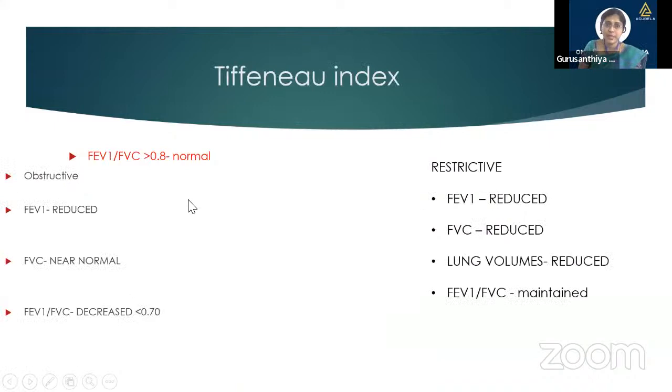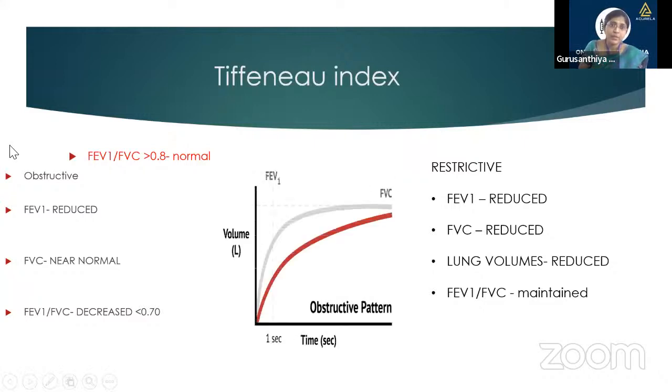So this is Tiffeneau's index, which is used to differentiate whether the lesion in the respiratory pathway is an obstructive one or a restrictive one. Normally, the value is more than 0.8. So FEV1 by FVC, the normal value is more than 0.8.